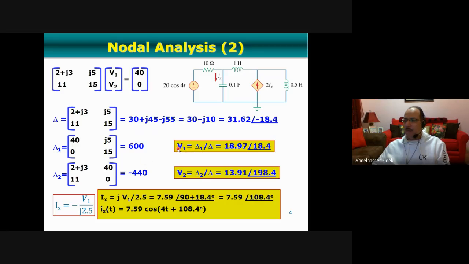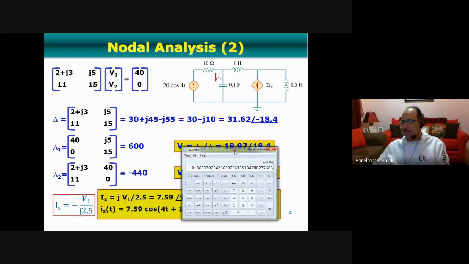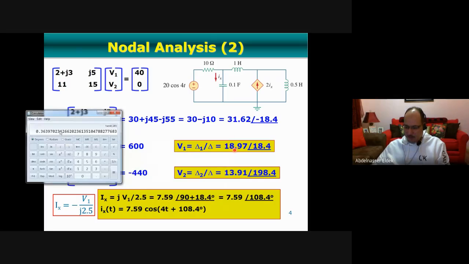Okay, so now V1 is this 600 divided by this one. So here you divide the amplitudes. It will be 600 divided by 31.62. Let me get a calculator and calculate it. So it will be 600 divided by 31.62. There it is, so it is 18.97.